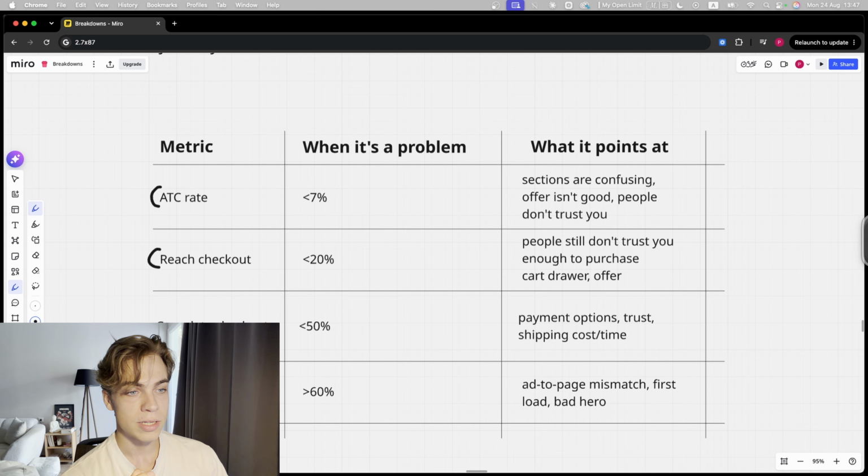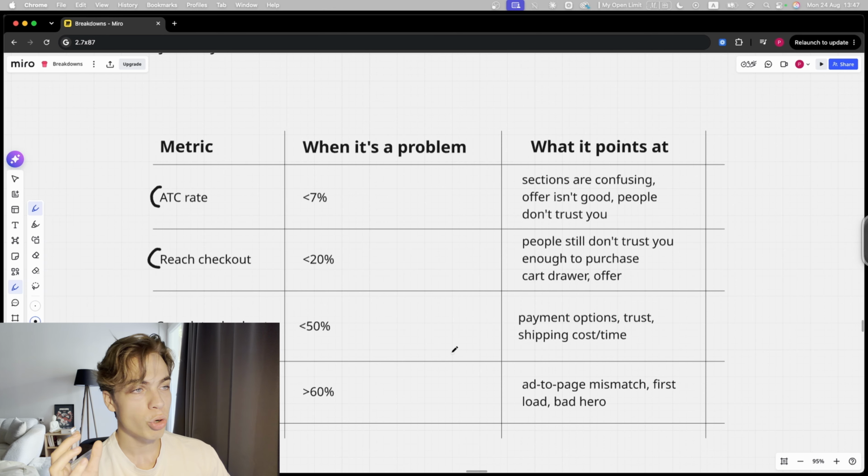And another metric is the bounce rate. So this is basically people that are landing on your store and instantly leaving without even giving you a chance, right? So if more than 60% of people are instantly leaving, then there's a problem. Maybe it's an ad to page mismatch. Maybe the first load is the problem. Maybe there's a bad hero.